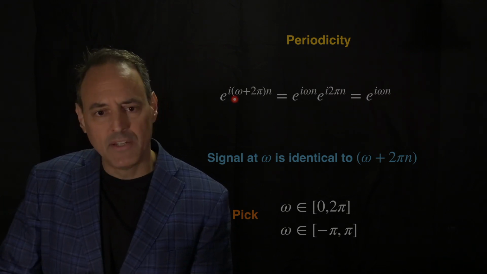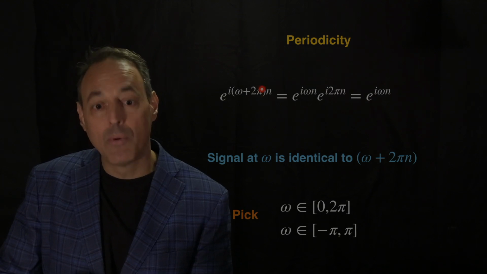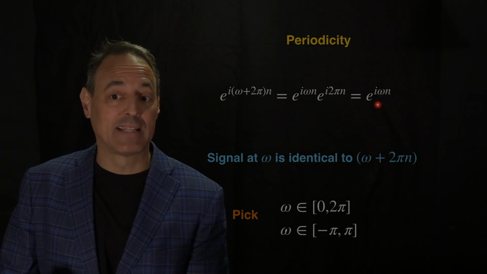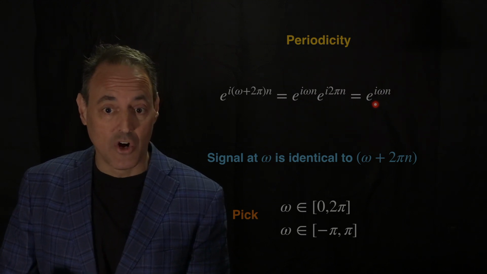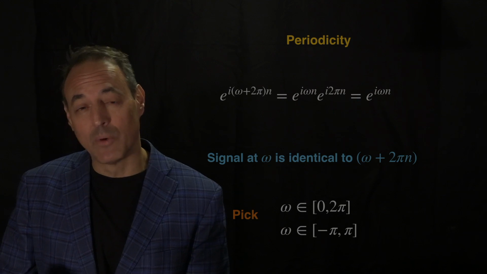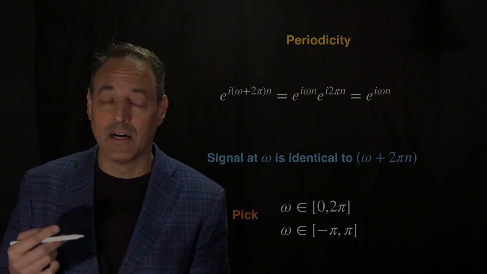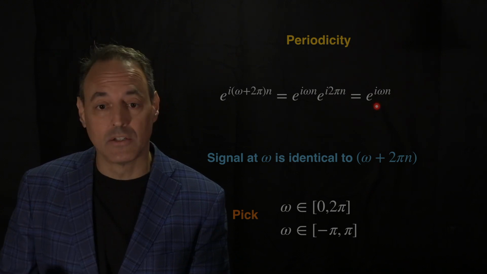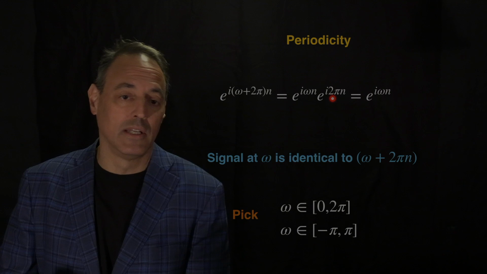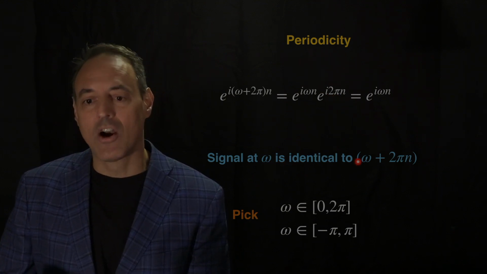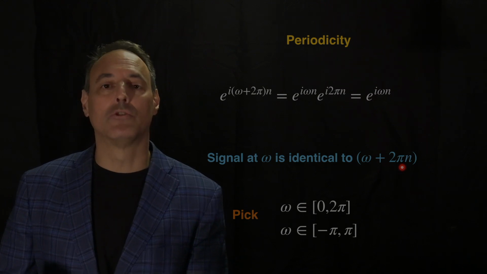So remember, we have e to the i omega n, but now we can add any 2 pi to this, and I get back the same signal. This is exactly what we started working with when we were looking at the periodicity of our signals previously. We were looking at this thing here. As long as this thing here is, in fact, 1, signals at omega are identical to signals at omega plus 2 pi n.